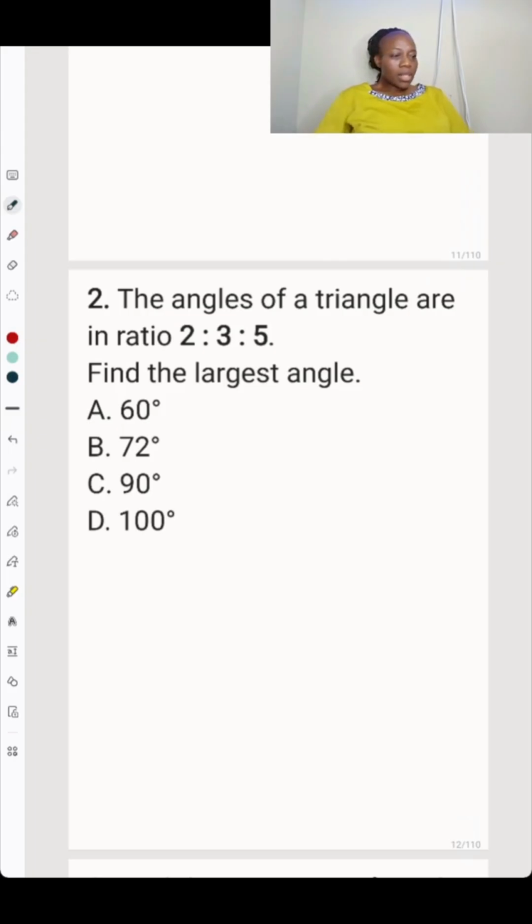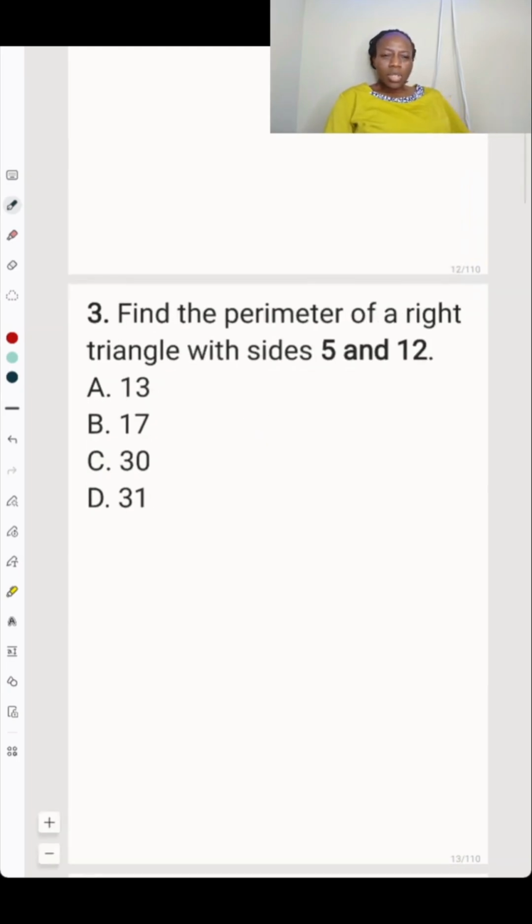Okay, the answer here is C. Question 3 right there. The time has started. Question 3 is C.